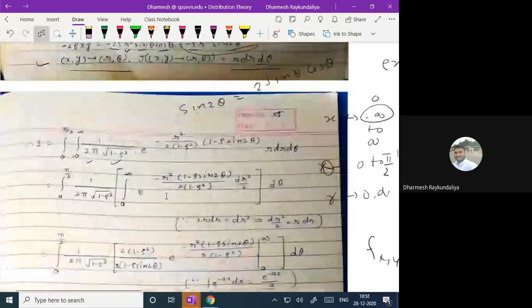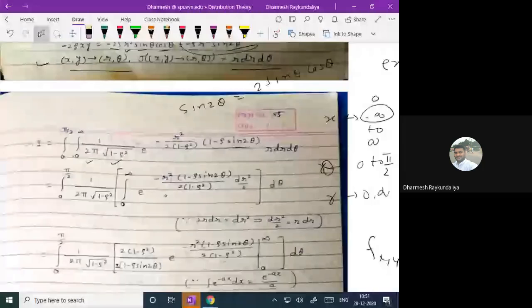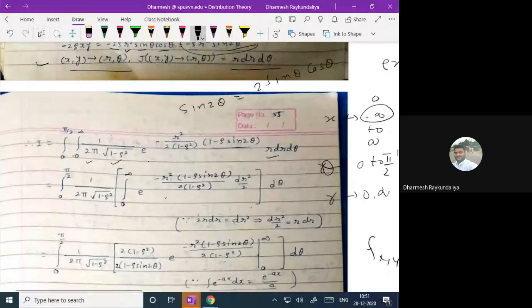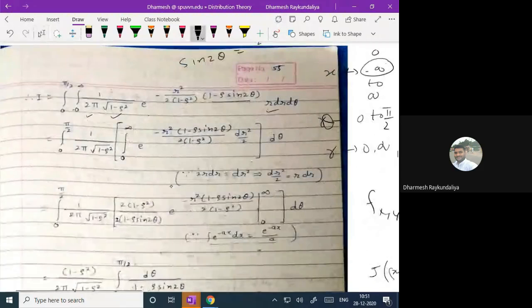So I can write this r square outside. So it is e raised to minus r square upon 2 times 1 minus rho square, and this is 1 minus rho sin 2 theta, and this is the Jacobian, that is r dr d theta. Now I will write it in this structure: 1 upon 2 pi root 1 minus rho square is outside, and the integration 0 to infinity of e raised to minus r square upon 2 times 1 minus rho square and 1 minus rho sin 2 theta.